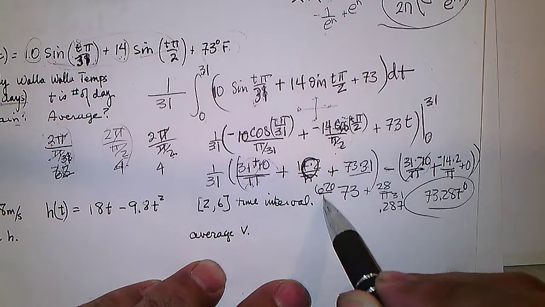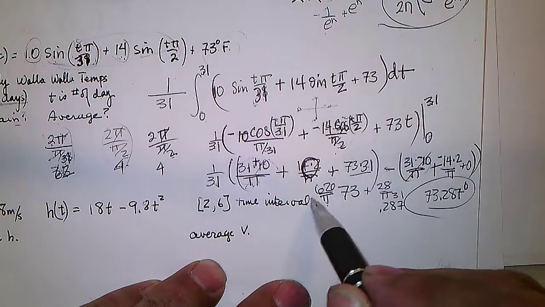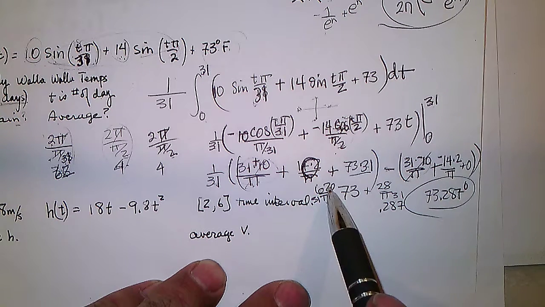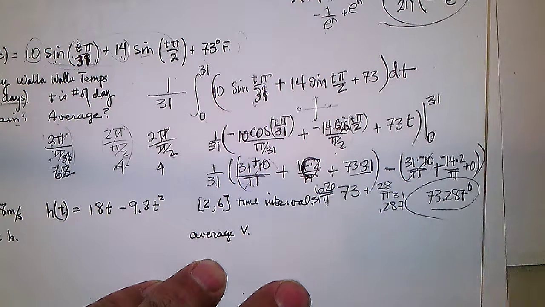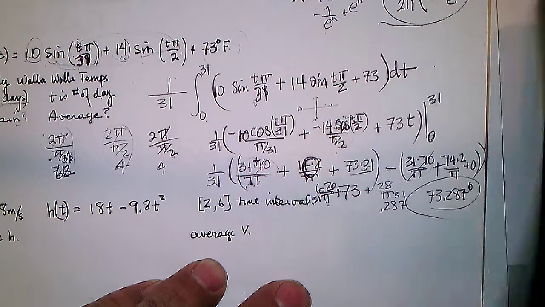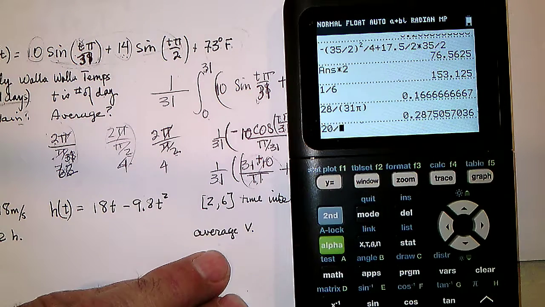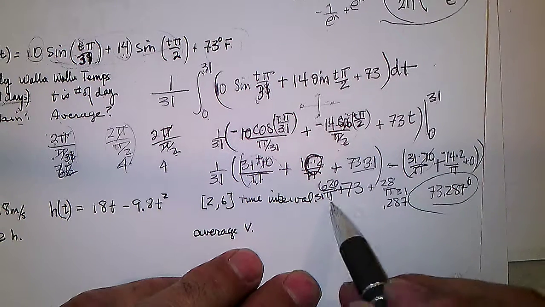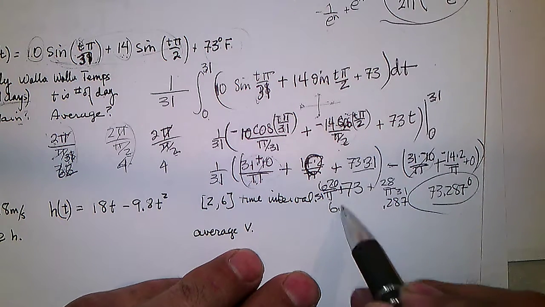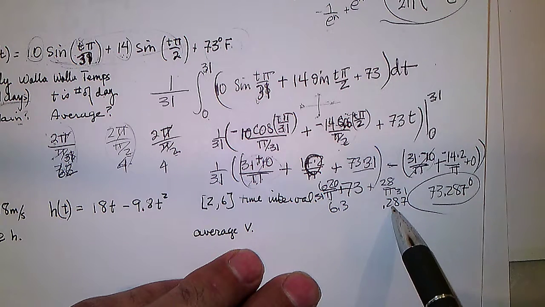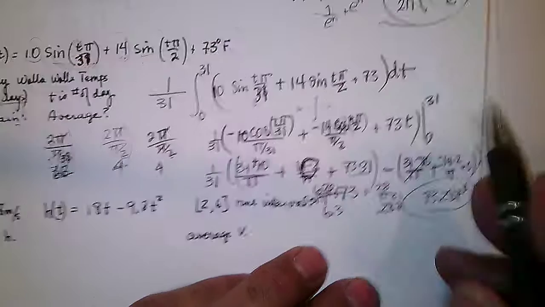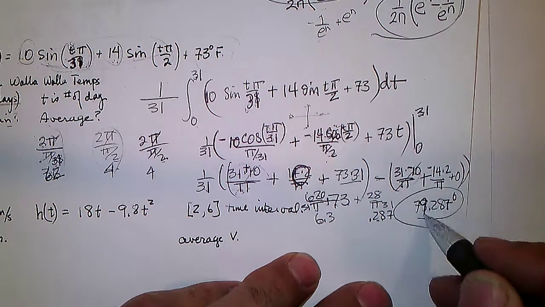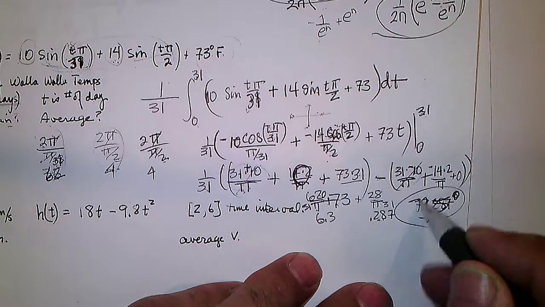620 over pi times 1 over 31. That's going to go in there 20 times. 20 divided by pi is 6.3 degrees plus 0.28, so that's 6.5 onto there. So 6.5 onto there, 79.5 degrees approximately. That sounds more like it.